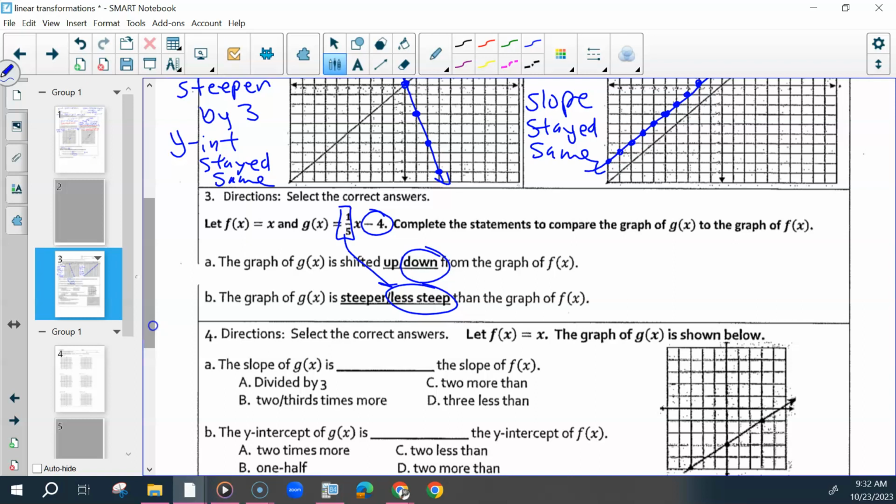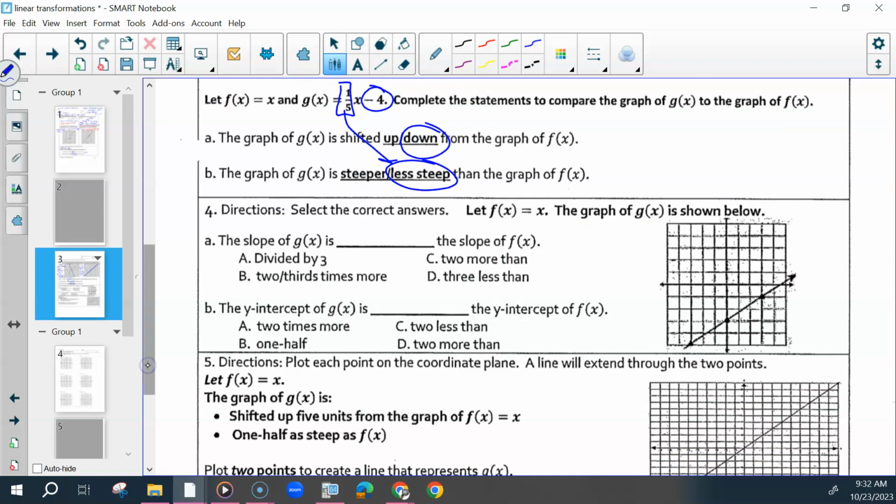Number 4 is similar, but now they actually tell you they're talking about the slope here, the y-intercept here. So again, they're comparing. If you want to draw in the original so you can see what happened, you can do that. You don't have to, but you're more than welcome to. I'm going to do that just so you can visualize.